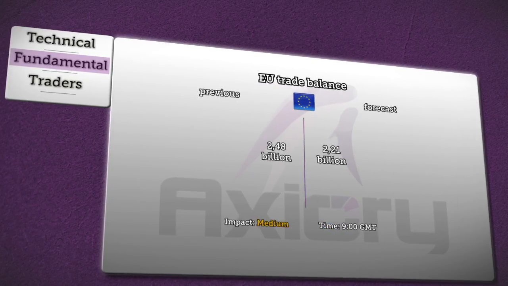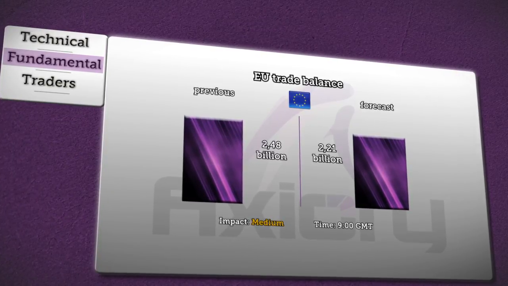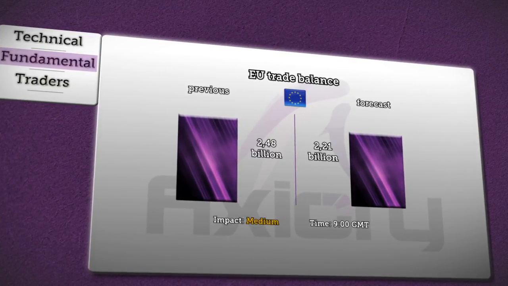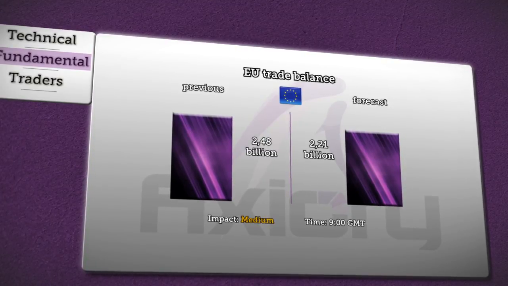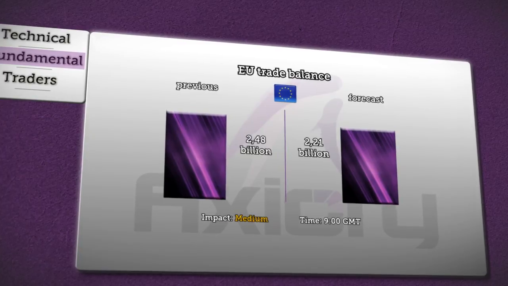Today, the first news will be released at 9 a.m. GMT, when the ECB is going to report figures about the trade balance in the euro area. A surplus is expected at 2.21 billion euro compared to the previous surplus of 2.48 billion euro. In addition, it will have a medium impact on the euro.